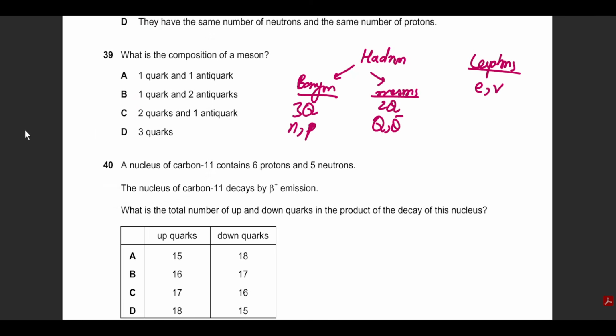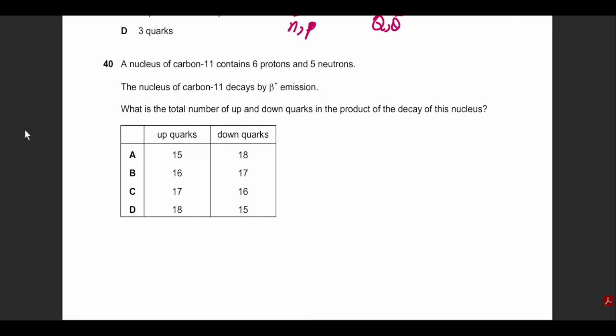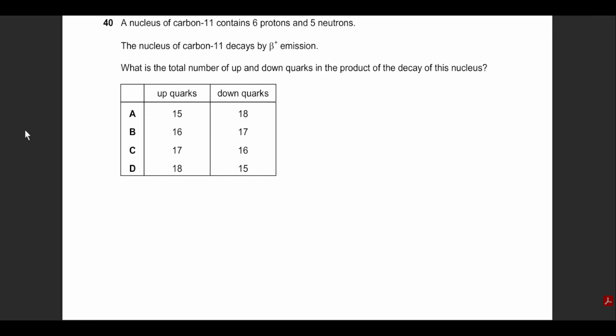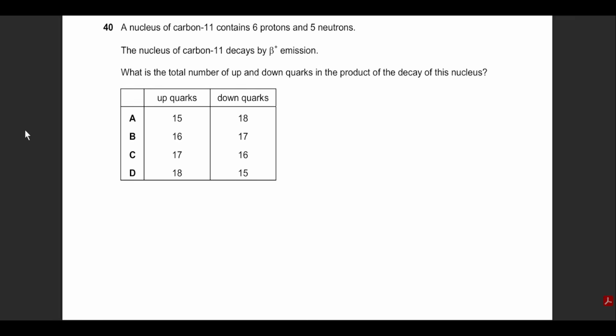So he's asking you about what is a meson. So it has 1 quark and 1 antiquark, which is made of total 2 quarks. There's going to be option A, again from memory. Question 40 is a bit tricky, a bit lengthy, but it's not that big of a deal. So he says carbon 12 is decaying to be this. Carbon 12, which has 6 protons, 5 neutrons, you should be able to figure this out. This is going to be 11, 6.